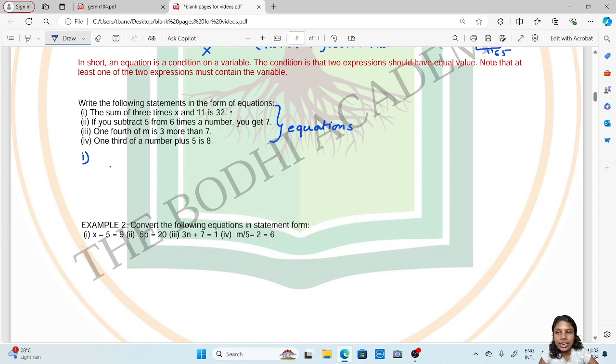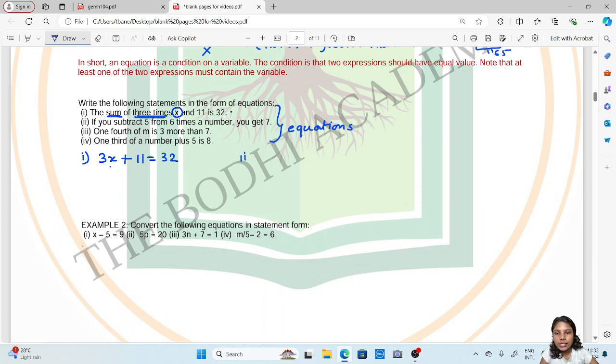So now when we say 3 times, it means 3 multiplied by something, and that something is what? x. So the first part of our equation will be 3x. Then what have they told us? It is the sum. When we say sum, it is addition. So plus 11. So the sum of 3x and 11 is 32. That is how we have to write our equations.